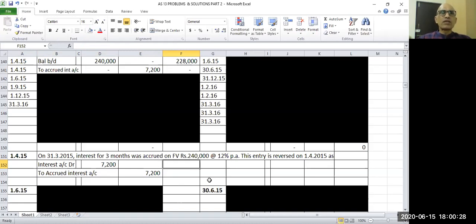Now we will go to the transaction of sale on 1st of July 2015. Now on 1st of July 2015, let us see what has happened.